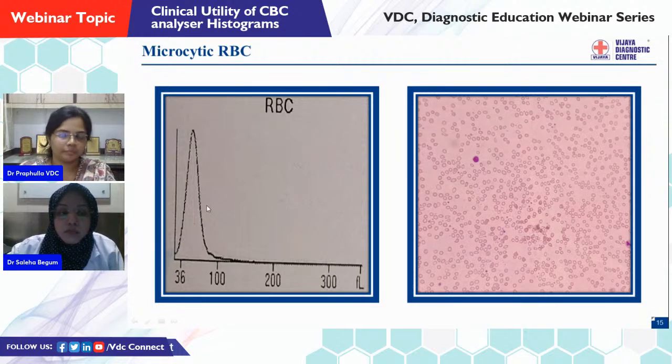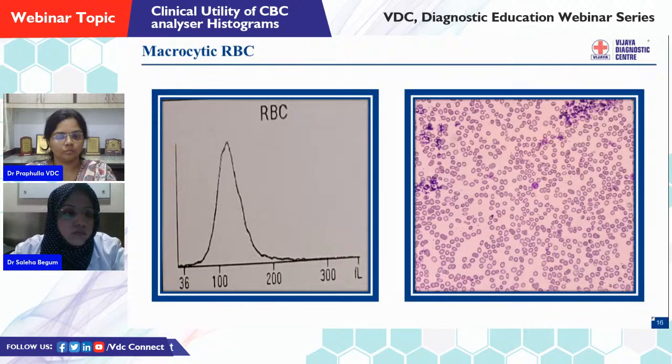So the reason for such a shift to the left will be any cause of microcytic picture, such as iron deficiency anemia, beta thalassemia, or sideroblastic anemia. Anything can have a shift to the left in the RBC graph.